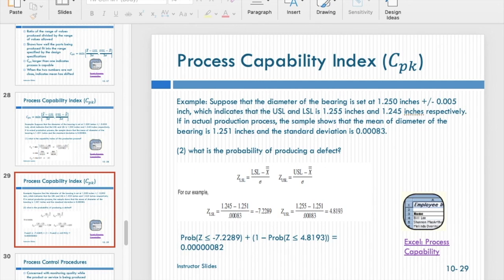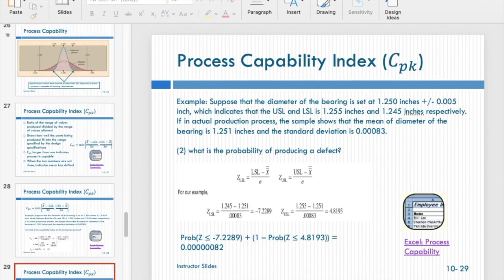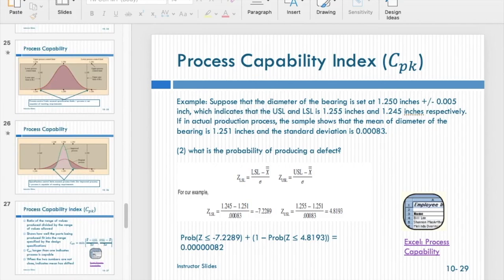But let me ask you another question. What is the probability of producing a defective product? Okay, the probability of producing a defective product. All right, how to get this number? Actually, since all of you already learned a business statistics course, it should not be hard for you to get this number. But let me give you a recap of it.